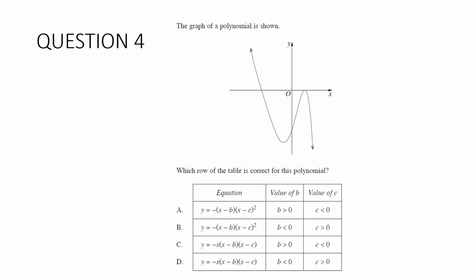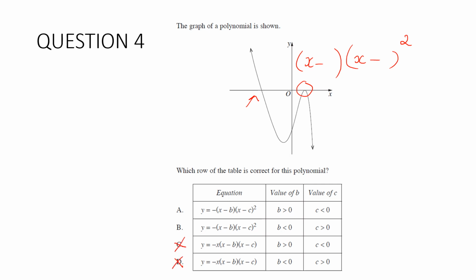Question 4. The graph of a polynomial is shown. Which row of the table is correct for this polynomial? So let's have a think about what we know. We know it's a cubic, so we're expecting the highest power to be 3, but that doesn't actually eliminate anything. We've got a double root here, so we're expecting an x minus something squared, and we've got a single root here, so we're expecting an x minus something or other else. So that's actually going to wipe out C and D.